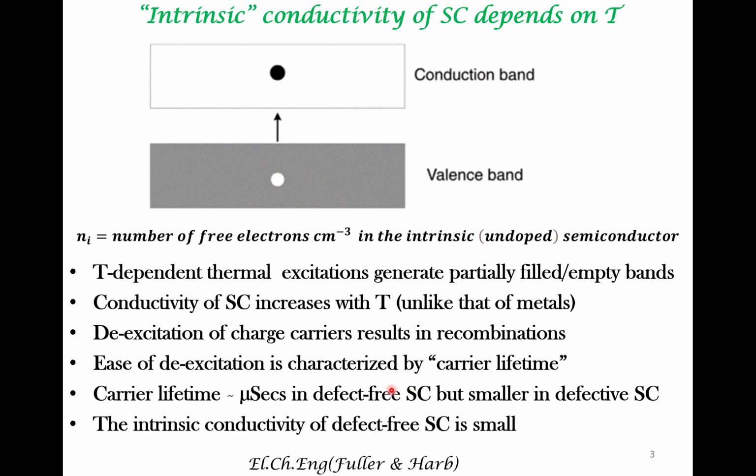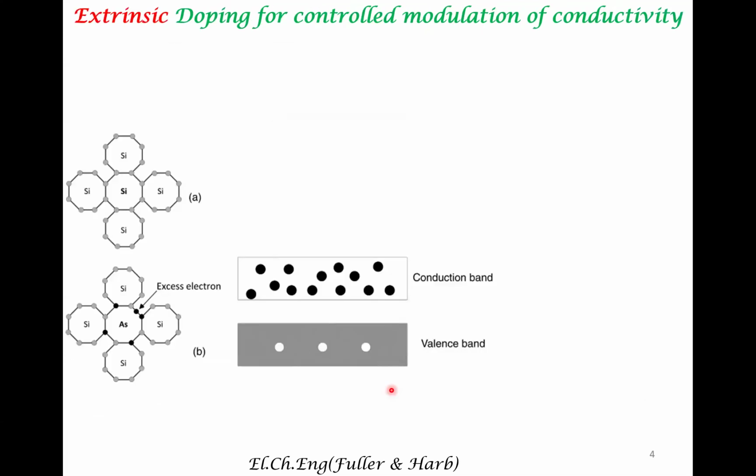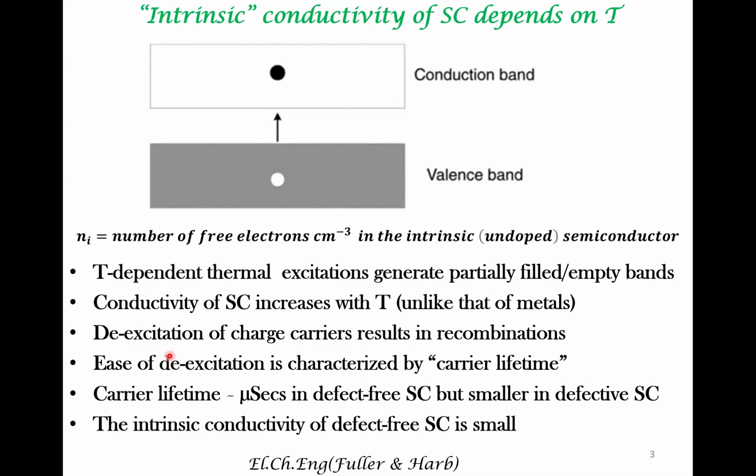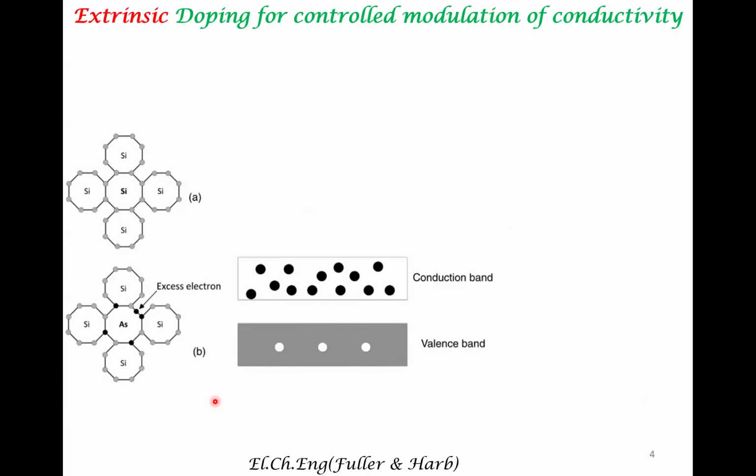The intrinsic conductivity of a defect-free semiconductor is rather small because the intrinsic carrier concentration, which is dependent on temperature, is rather small. But this is advantageous because you can modulate the conductivity of a semiconductor in a very controlled manner. This is done by doping a semiconductor.